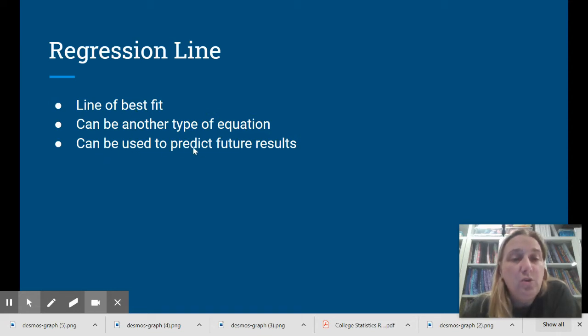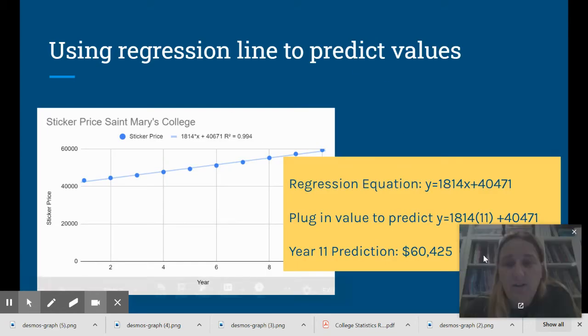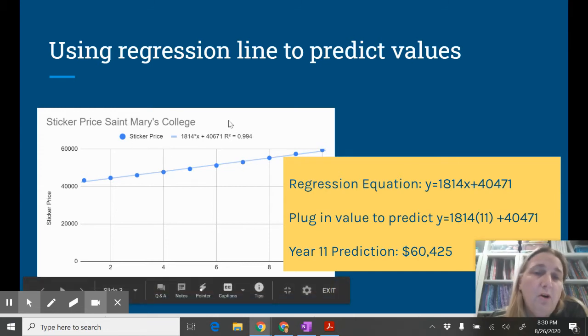We can also use that line of best fit to actually predict results of the future. So once you've got enough data, you can predict something that's the next year out, or 2 or 3 years, or 10 or 20 years down the line. It's what insurance companies use to predict how much they're going to charge you. They use regressions.